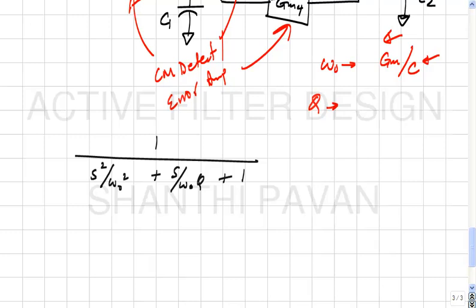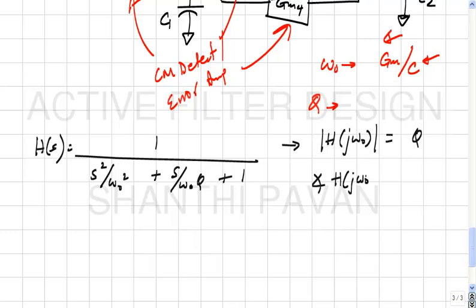You guys can't be making this mistake after doing the experiment in the lab. There are several interesting aspects. One is to find the frequency at which the magnitude of H of j omega naught is Q, and the angle of H of j omega naught is minus pi by 2.